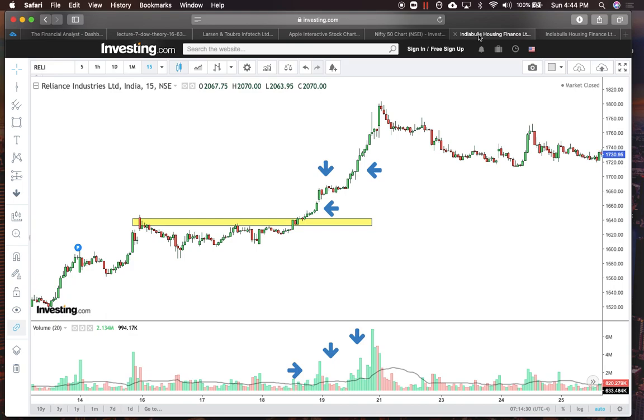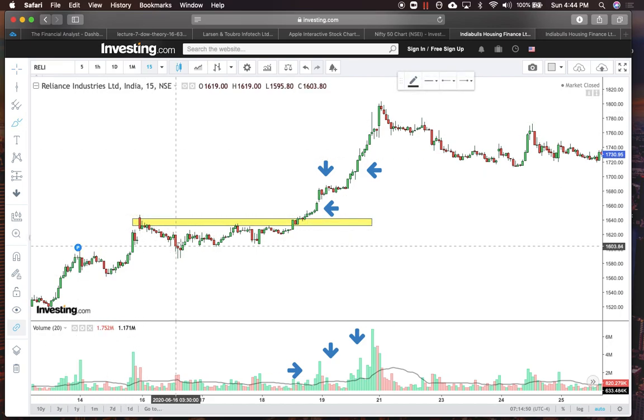Let's do one more example or two more examples because it's a very important concept. Maybe it takes time for some of you to grasp this concept. Charts of Reliance Industries, 15-minute time frame. This is the charts on the 16th of June. 16,040 was a very strong level for Reliance.